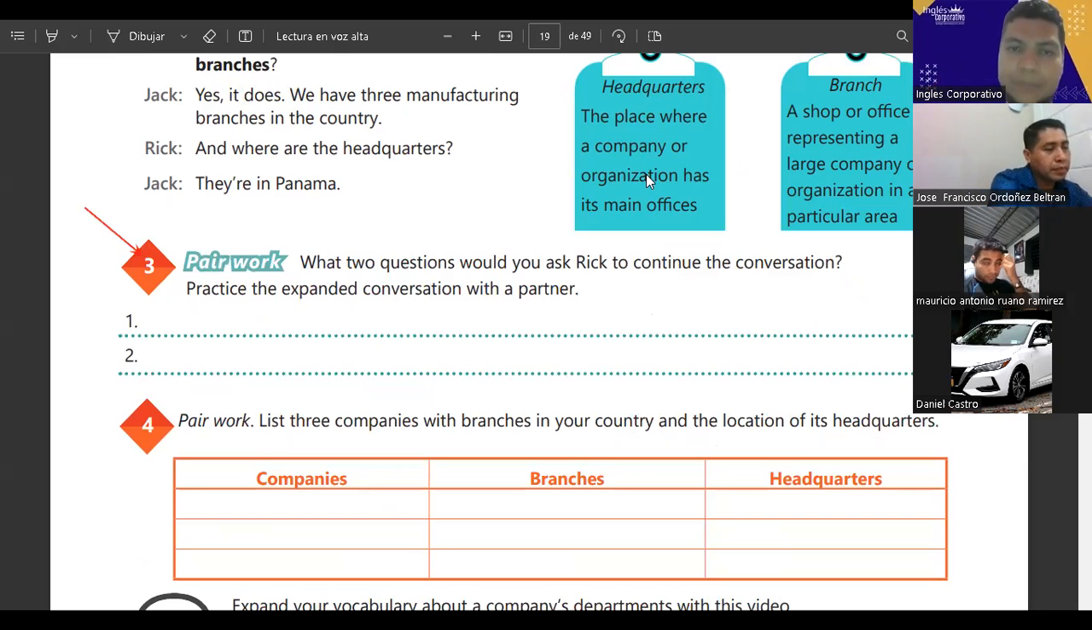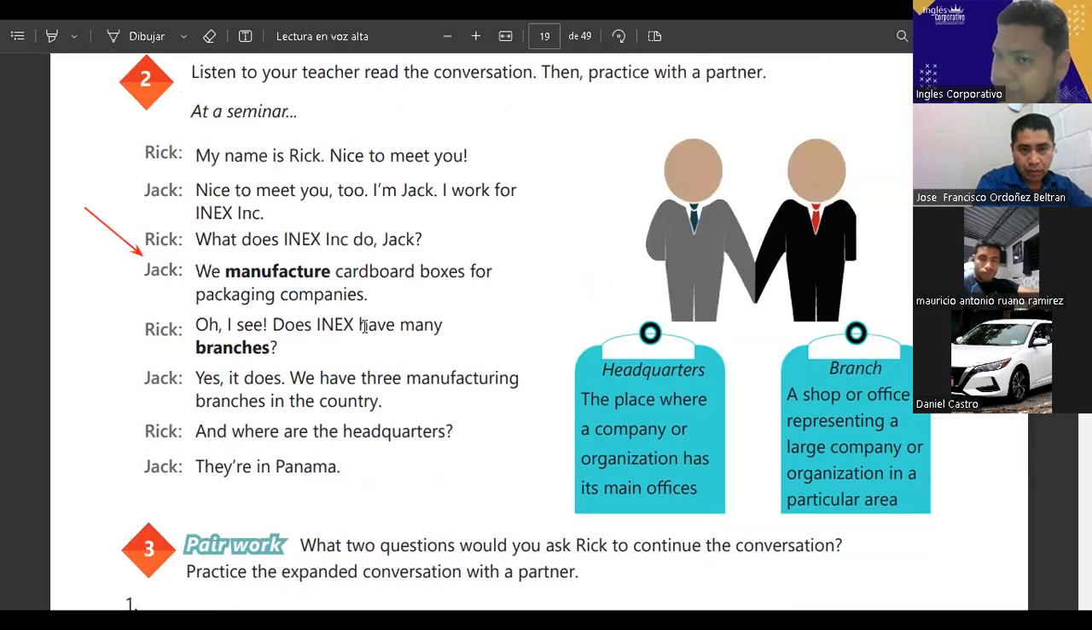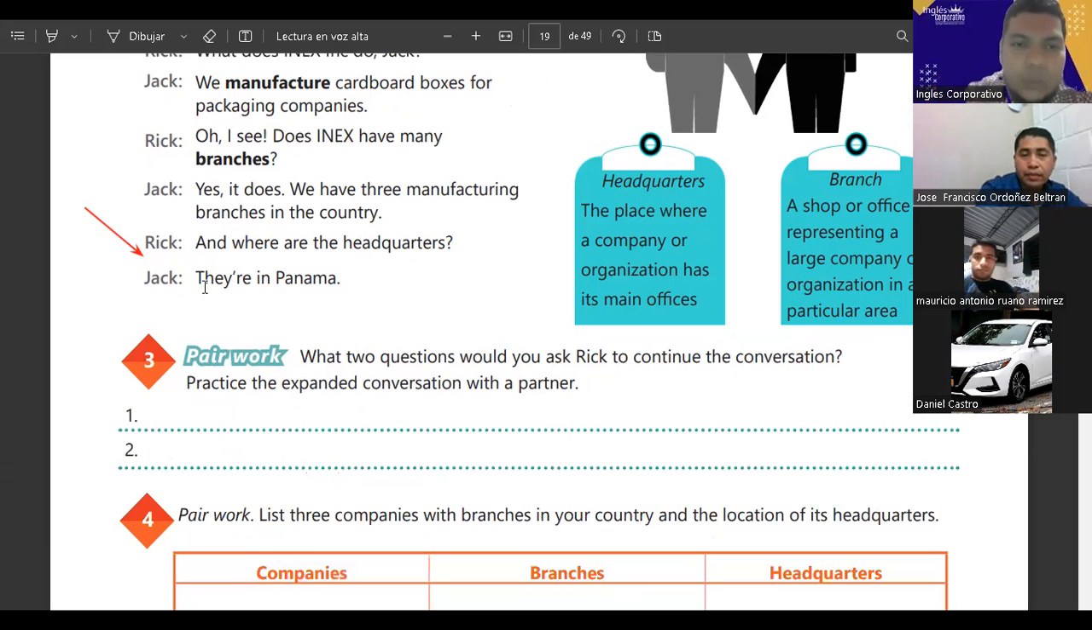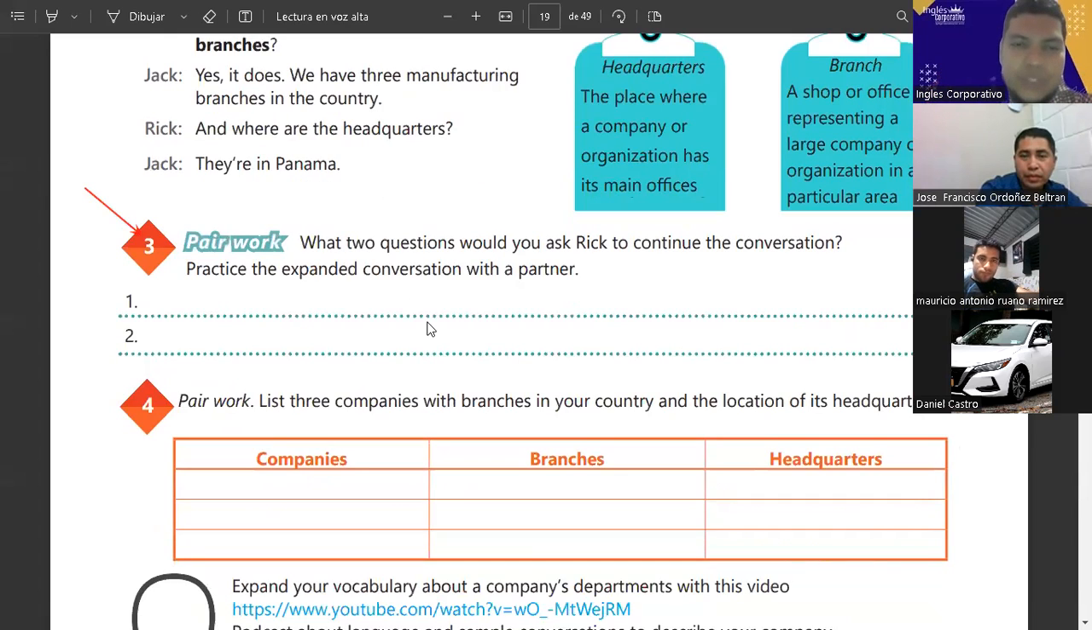Now, let's see. It says right here, what two questions would you ask Rick to continue the conversation? Practice the expanded conversation with the partner. The conversation that we just practiced needs to continue. To continue with the conversation, you have to create two questions. The last part here says they are in Panama. So what other question could you ask? ¿Qué más preguntas les podemos hacer a Rick para que la conversación continúe?